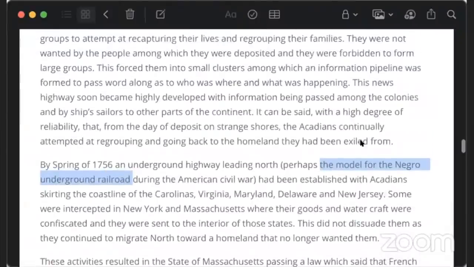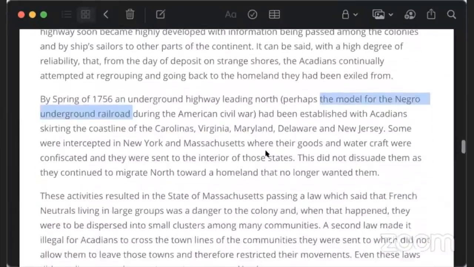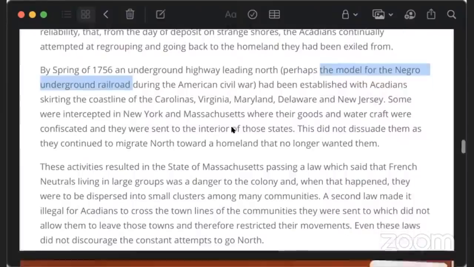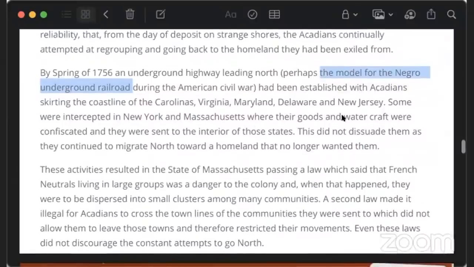They were trying to go back home, not because they were trying to go to freedom. They were trying to go back home. And listen to this, all right? Major drop. By spring of 1756, an underground highway leading north, perhaps the model of the Negro Underground Railroad during the American Civil War, had been established with Acadians skirting the coastland of the Carolinas, Virginia, Maryland, Delaware, and New Jersey. All right, the model for the Negro Underground Railroad.